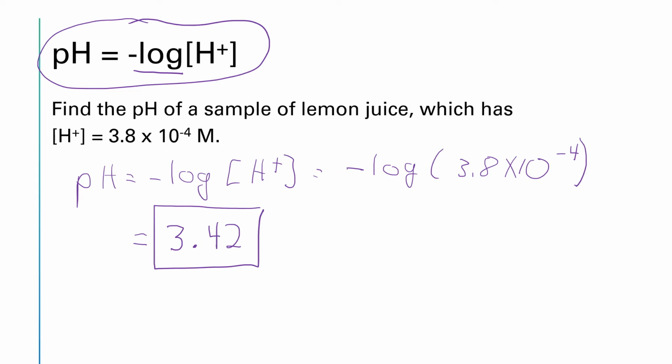So the pH of this sample of lemon juice would be 3.42. pH does not have units. We don't say it's 3.42 pH units. We just say the pH is 3.42.